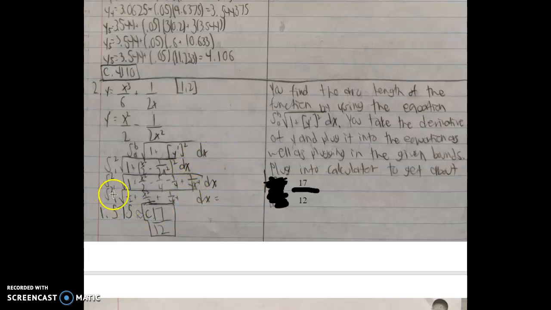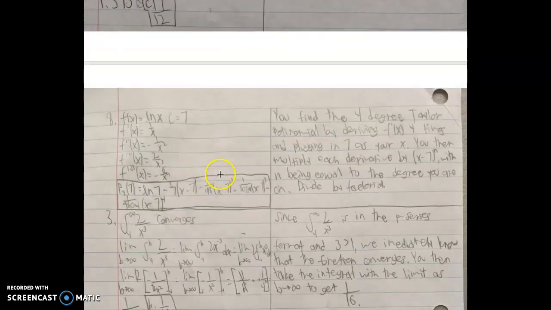The integral from 1 to 2 of the square root of 1 plus x squared over 2 minus 1 over 4 minus 1 over 4 plus 1 over 4x to the 4th power, which is the same thing as saying the integral from 1 to 2 of the square root of 1 over 2, because that's this subtracted by this, plus x squared over 2 plus 1 over 4x squared dx. Then I plugged that into the calculator, and that got me 1.575, which equals about 17 over 12, which makes C our correct answer.